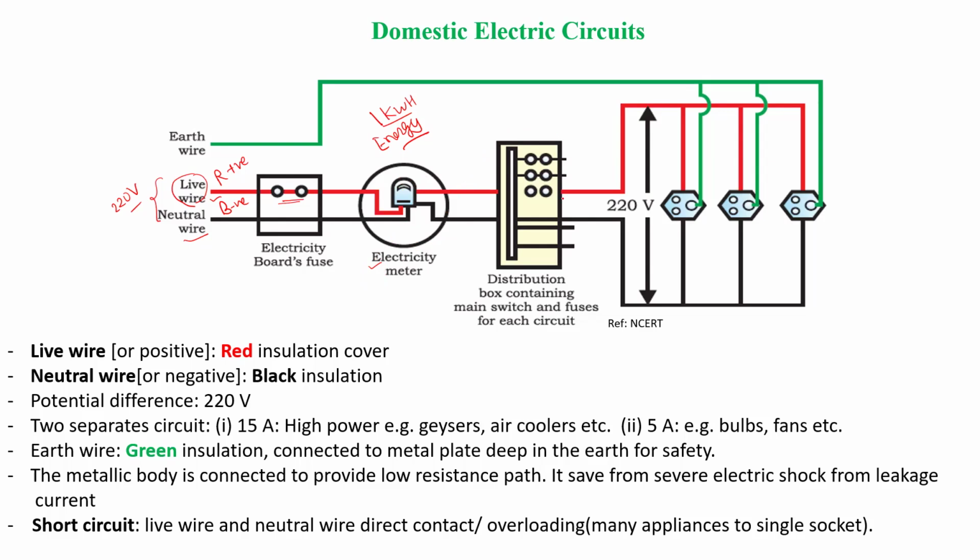After that, it comes to the main distribution box. This main distribution box has a main switch and fuses for each circuit. Nowadays, if you see, we also have something called a circuit breaker. If any short circuit is going to occur, it is going to trip. So finally, our devices will be protected, and our entire room connection will be protected. And here, this shows the socket connections.